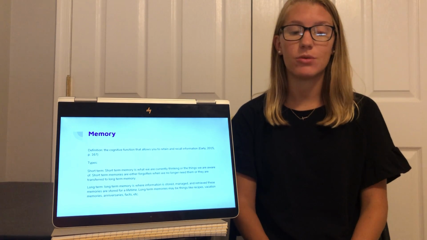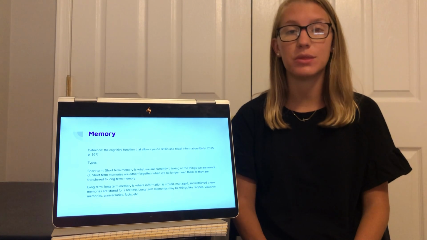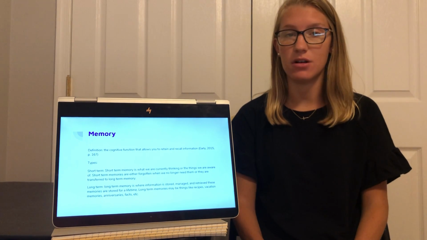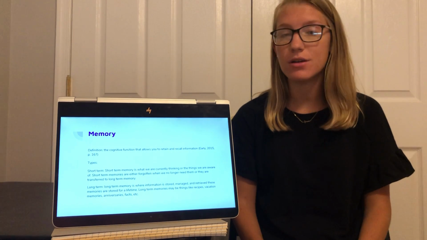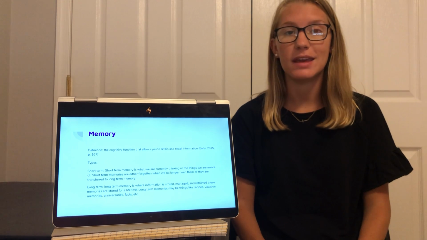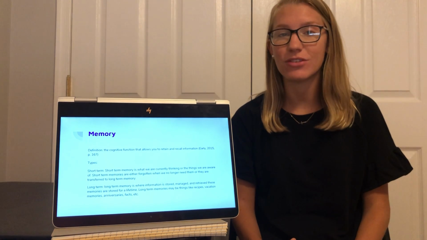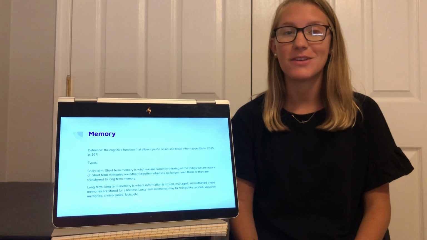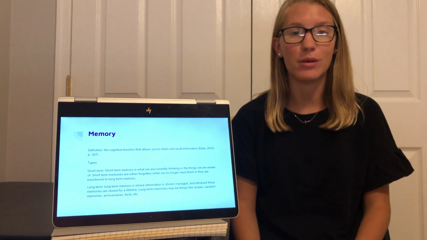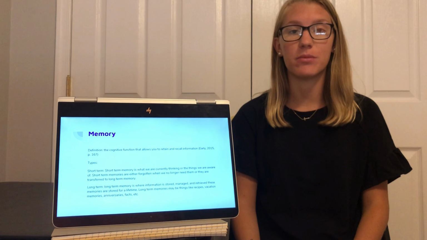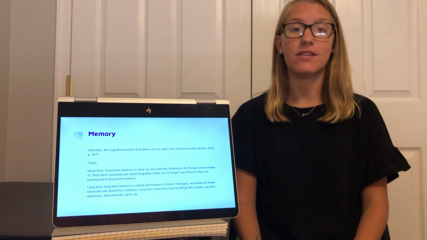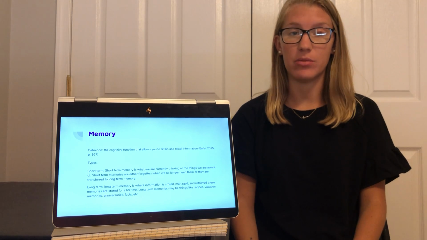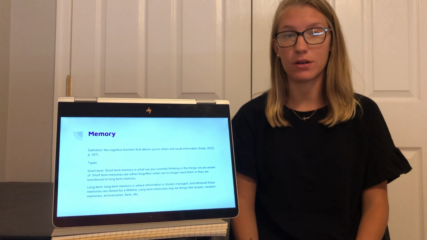So short-term memory is what we are currently thinking about or what we're currently aware of in our environment. So what are you thinking right now? It could be anything from what you're going to have for dinner to did I forget to let the dogs out? That's short-term memory. So with short-term memory, the information is either forgotten or it's stored in long-term memory because you have deemed it important.